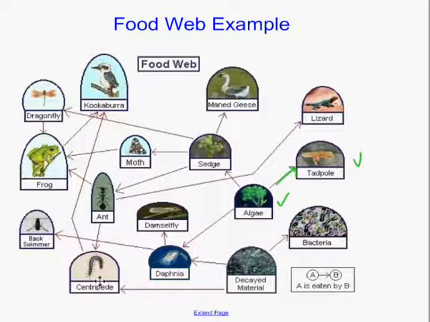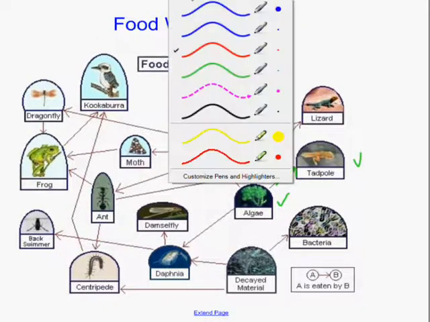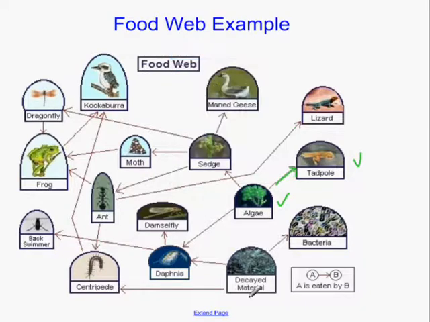Let's take a look at the centipede, for example. So I'm going to follow through red again. So we have decayed material, right, from a decomposer, which is going to a centipede. Okay, based on that, the centipede would be an herbivore. It is a primary consumer, based on that. But it could have happened another way.